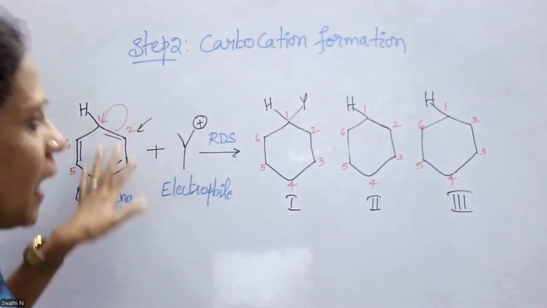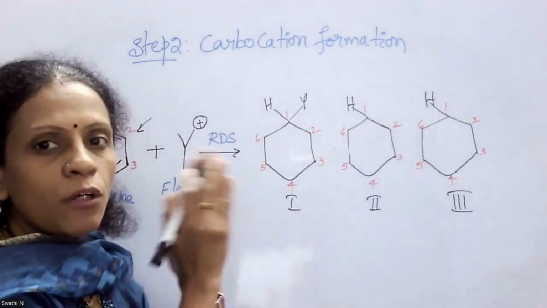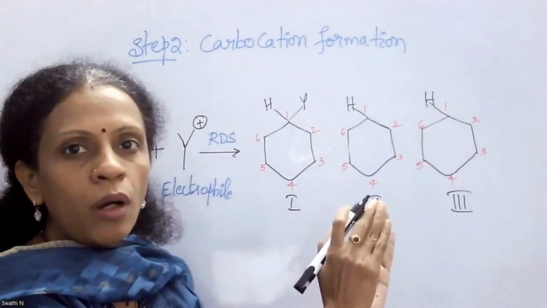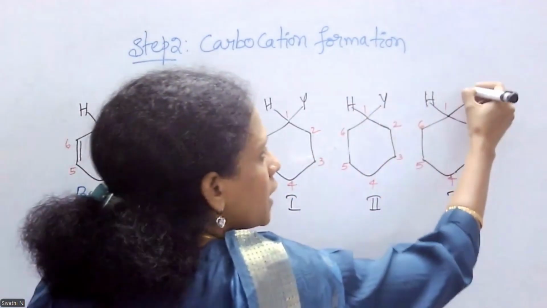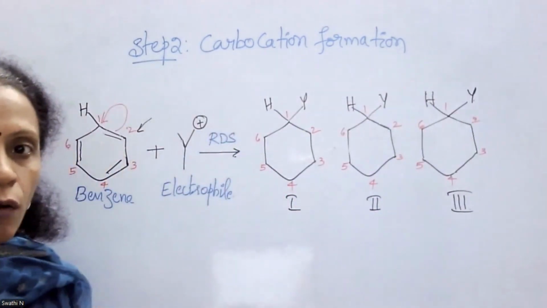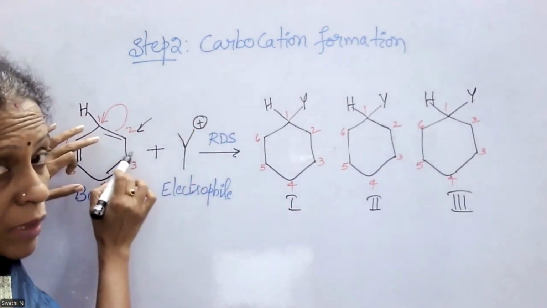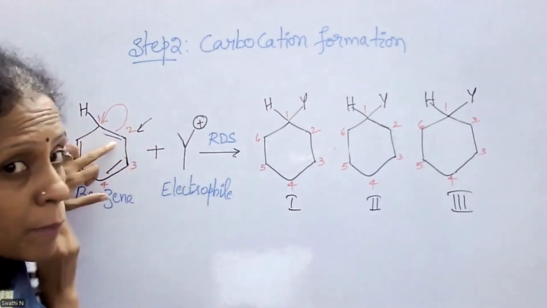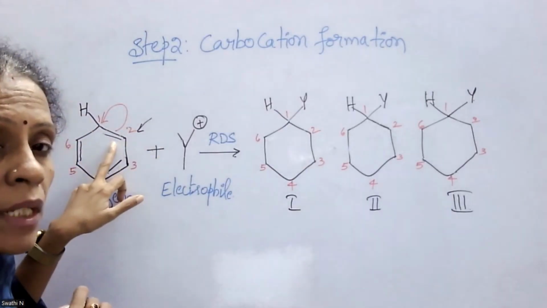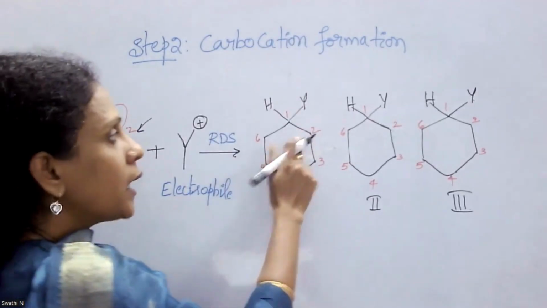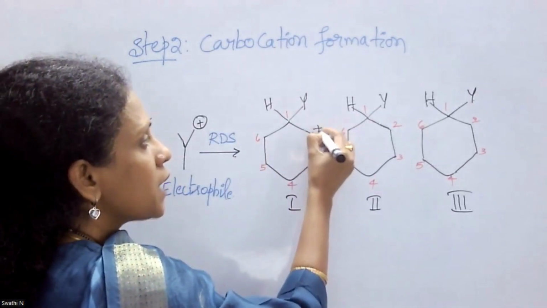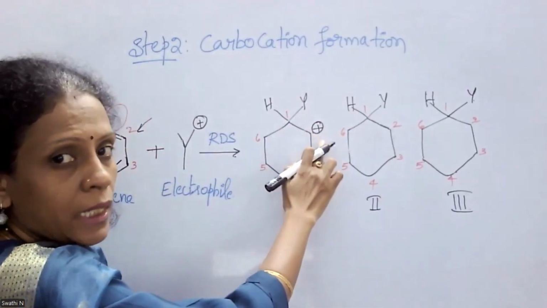Now that we have attached it, this group will be present on the first carbon constantly in all the resonance structures. So attach this Y group at the first position in all the resulting resonance structures. The electrophile is utilizing these doubly bonded electrons. Now the second carbon, which was previously holding the doubly bonded electrons, becomes electron deficient. So that is the reason the second carbon atom attains a positive charge. So keep a positive charge at the second carbon.